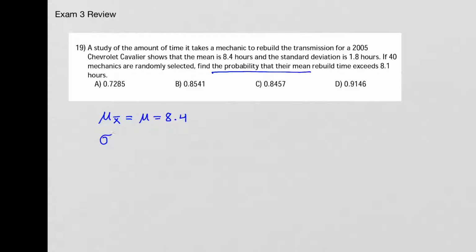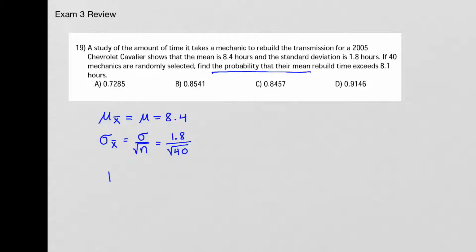The standard deviation, however, for the sample is going to equal the standard deviation from the distribution divided by the square root of the sample size. So that's going to be 1.8 divided by the square root of 40. And I'm going to leave it in this format because I want the exact value. I don't want to approximate this.